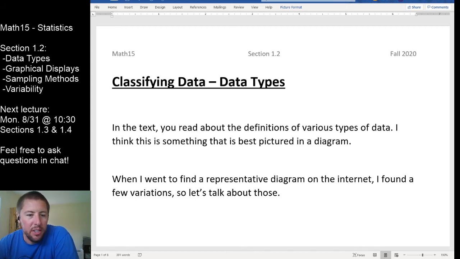We're going to go ahead and take a look at section 1.2 today from our textbook. We're going to talk a little bit about data types, graphical displays, sampling methods, and a tiny bit about variability. The book is doing a nice job of never leaving variability out of the discussion, but they haven't quite gotten around to defining any of the specifics that we need to look out for with variability.